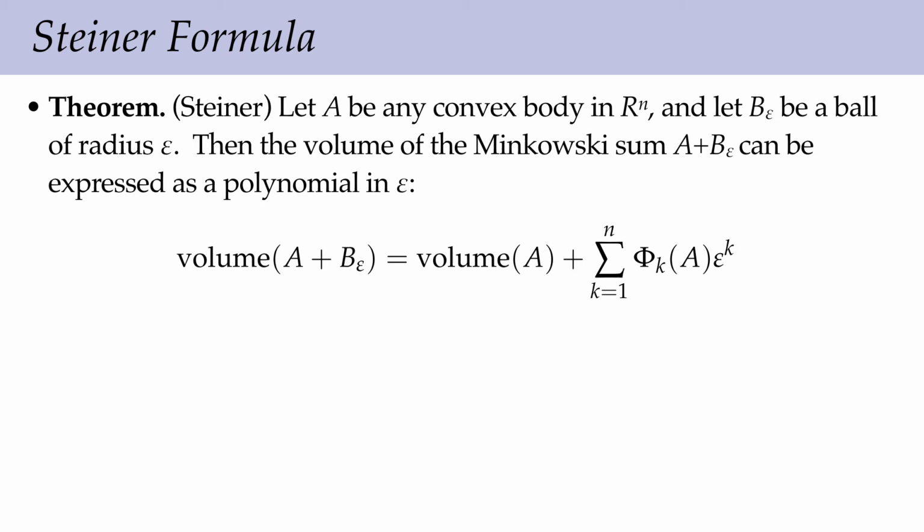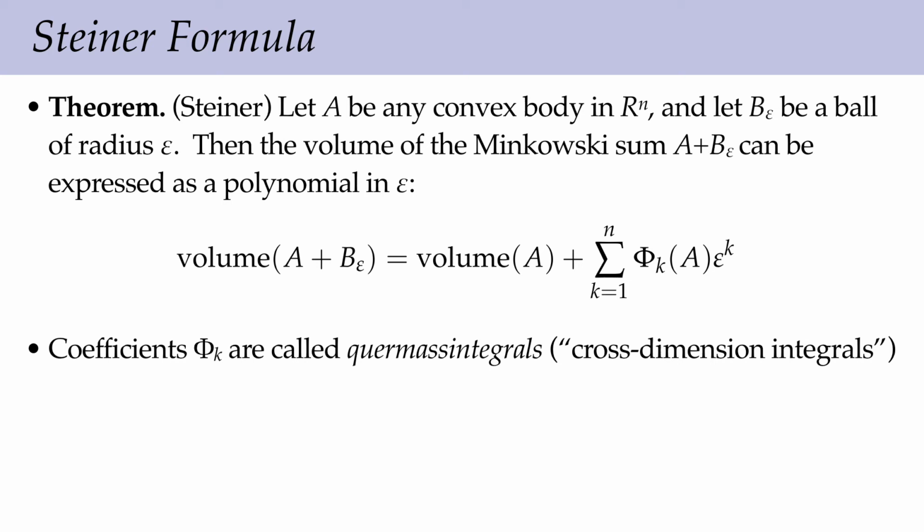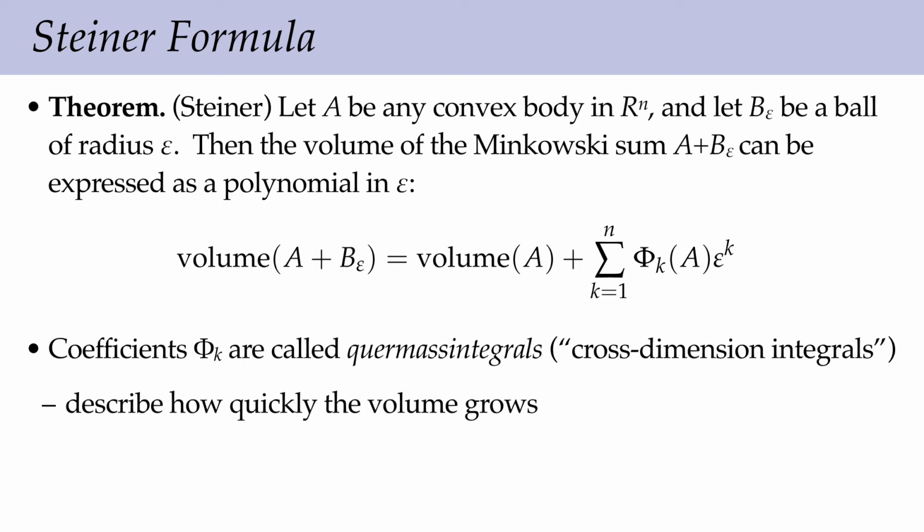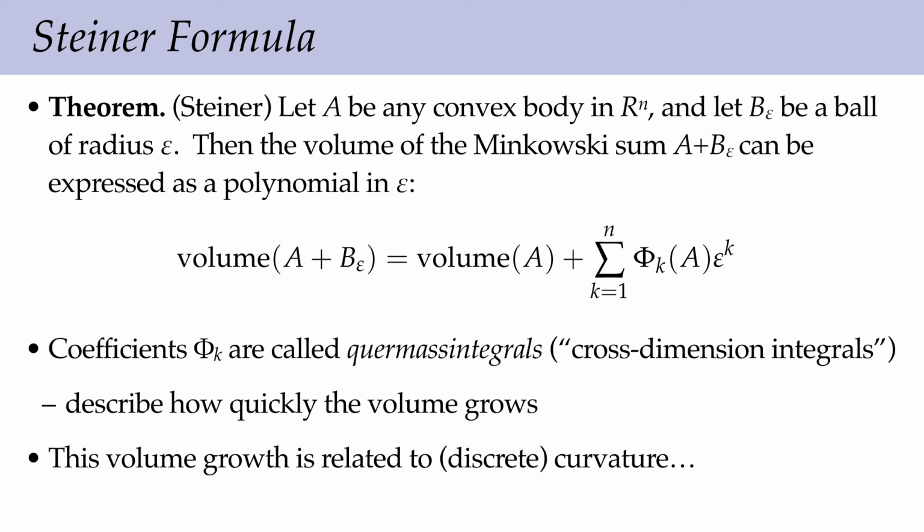Right? A polynomial in epsilon. These coefficients phi sub k, we haven't said what they are yet, but they have a special name. They're called the Quermassintegrals, or the cross-dimension integrals, more or less. And what they do is they describe how quickly the volume grows as we increase the radius of the ball, epsilon. What we're going to see is that this volume growth is actually related to curvature. It's going to give us a notion of discrete curvature.